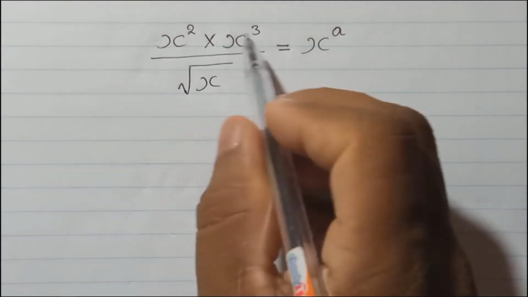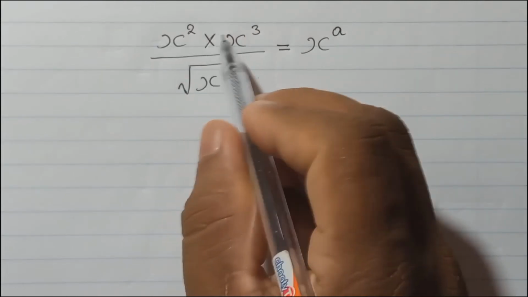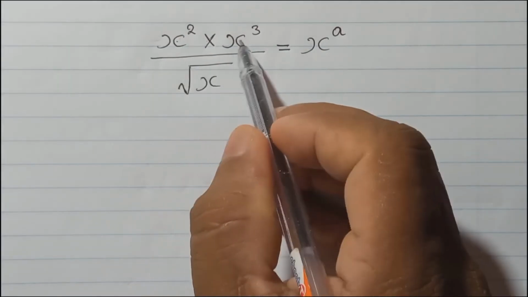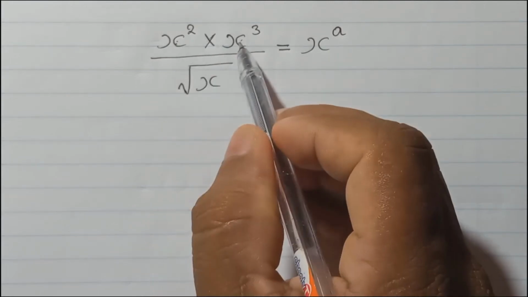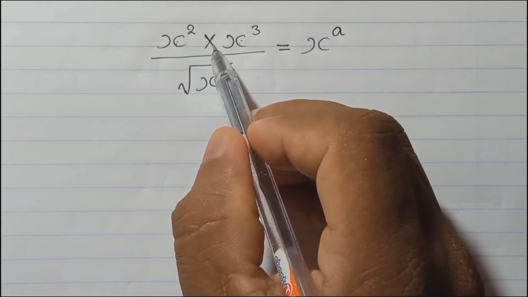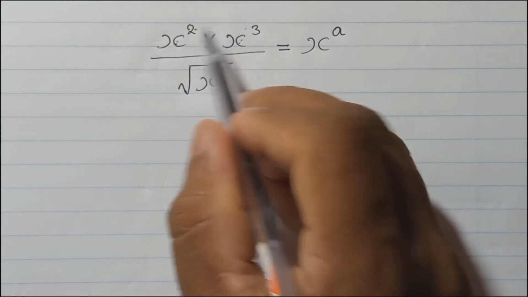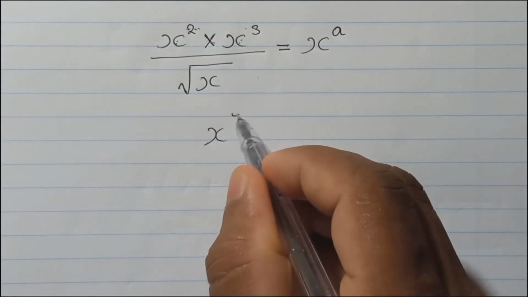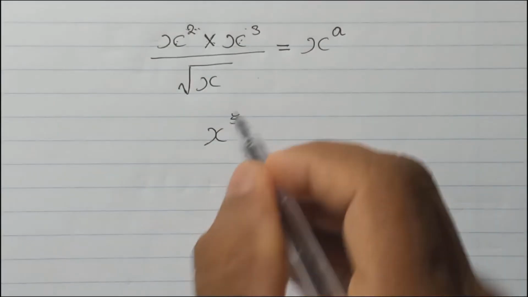Now here, first of all, you can solve this one, because of the indices rule. If you have the same base, here the base is x, and here also the base is x, same base, and between them we have multiplication. That means you can add these two indices. So you can write x to the power 5, because 2 plus 3 is 5.